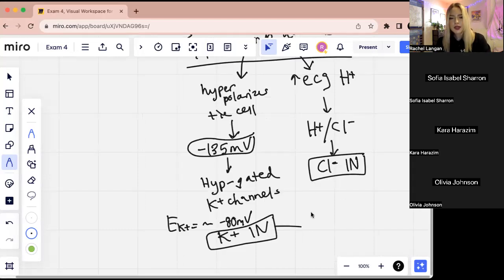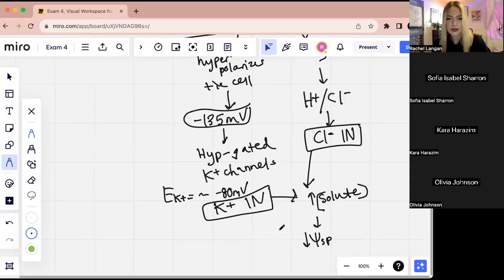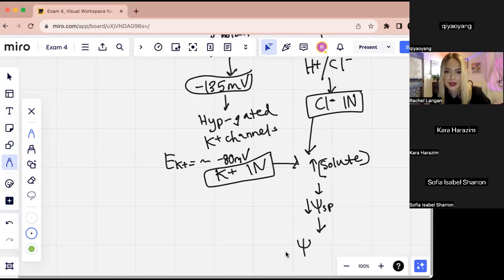So the result of both of these ions moving in is we get an increased solute concentration. And that causes a decreased solute potential. Well, what cells again? These are the shoot cells or the stem cells. I feel like you should say shoot, because with stem cells, you think of the stem cells that we use in research. So shoot is better. Anyways, if the solute potential decreases, then that means the water potential decreases. Yes, question.